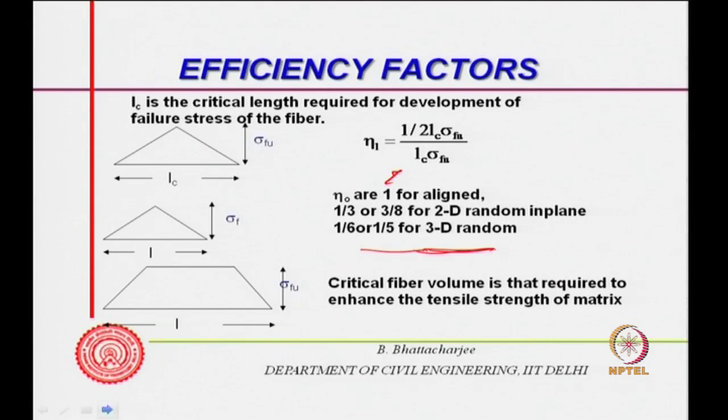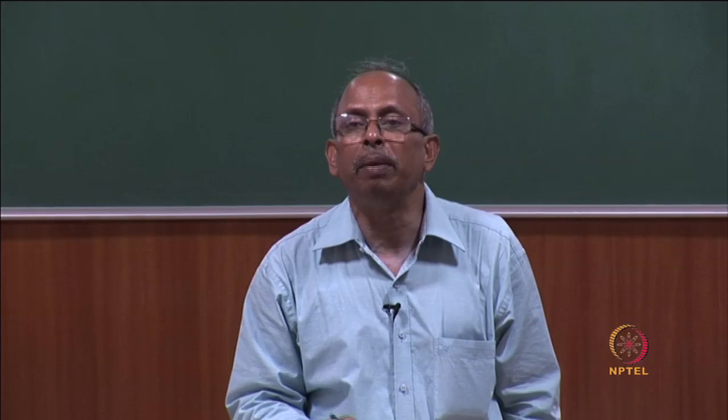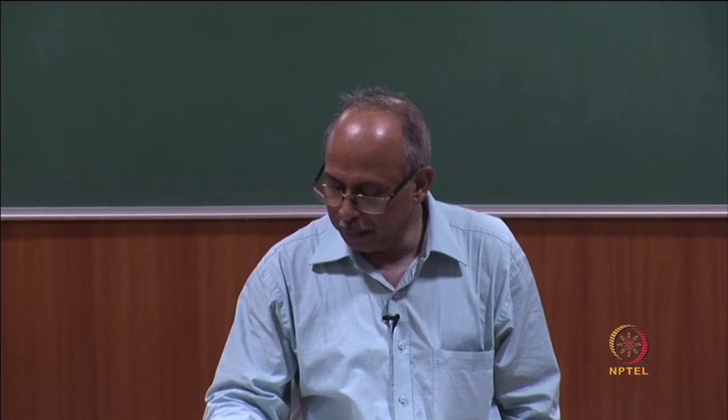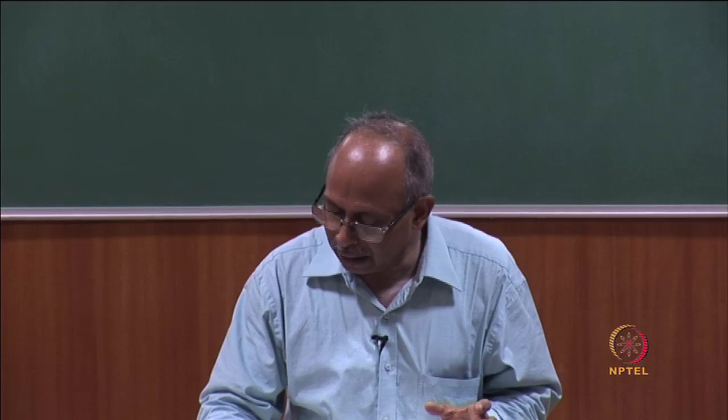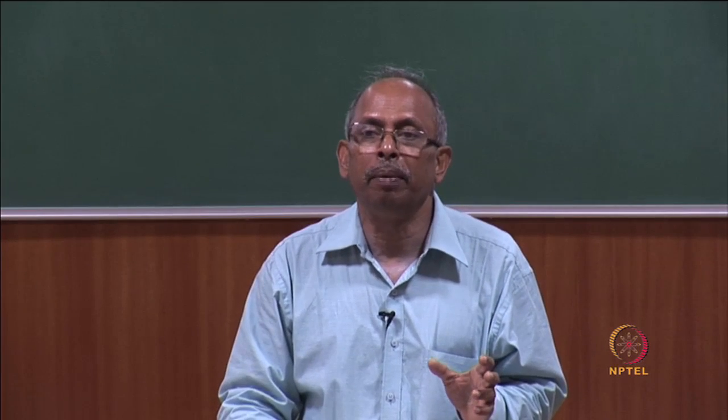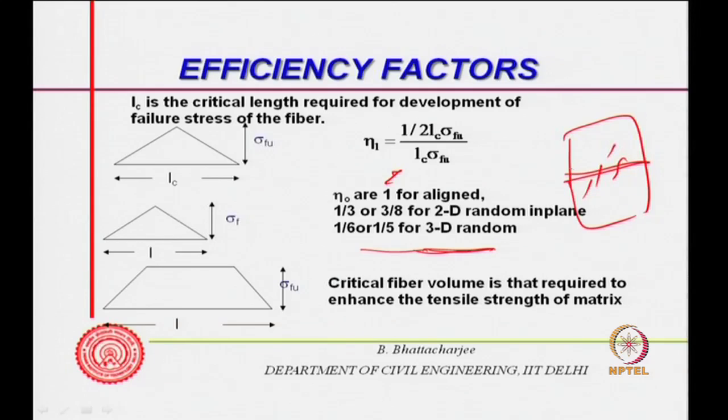So, next we will look into critical fiber volume, and that is defined as the fiber volume required to enhance the tensile strength of the matrix. For example, if we put a few stray pieces of fiber in a matrix, 1 or 2, they will not be able to bridge the crack, because the crack may simply pass in between. So, I need a minimum volume of fiber that will ensure that cracks are bridged by the fiber. I need some minimum quantity of fiber.